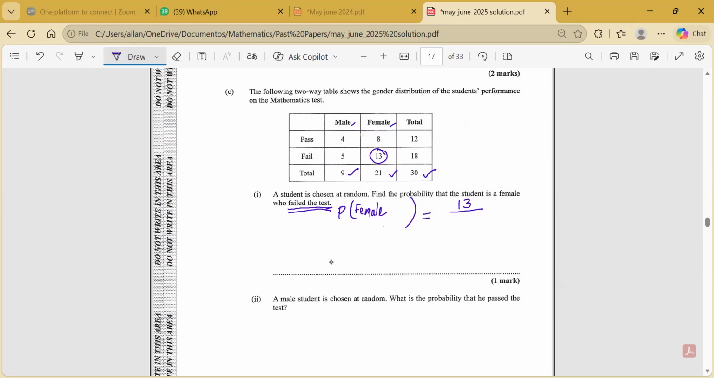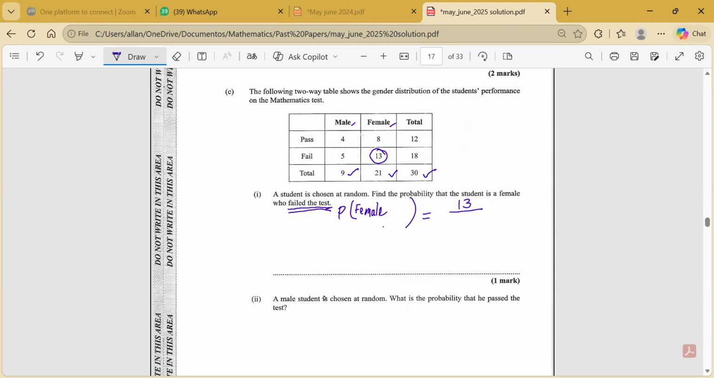We have to look at the 18, the total number of persons who failed the test. Yes? It's not 30, it's 18. No, 30 is the total number of students who did the exam. They didn't say who did the exam. They said for a female who failed the test.